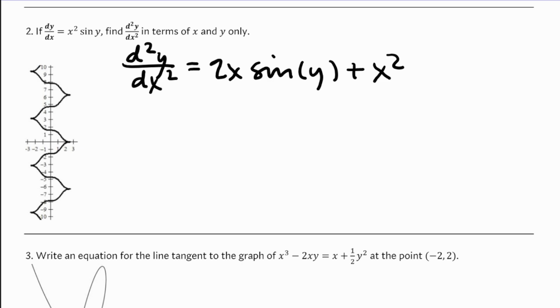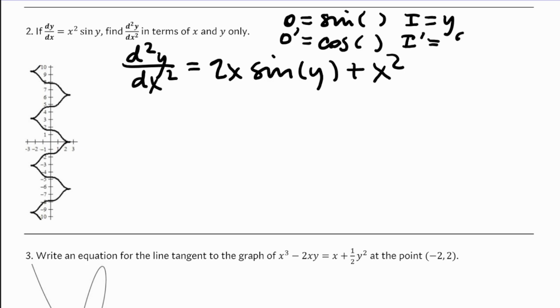And because sine y has a y in it, we know that we need to use the chain rule. So on the outside, I've got sine of the thing, and on the inside, I've got y. And the derivative of sine is cosine. Derivative of y is dy dx. So we know that the derivative of sine y is going to be outside prime, cosine of y, times inside prime, dy dx.